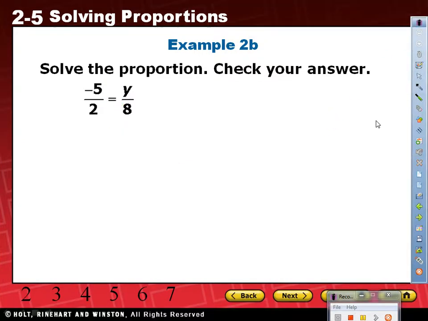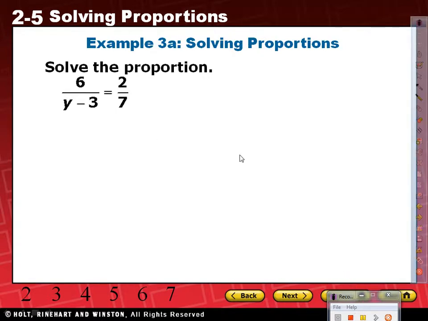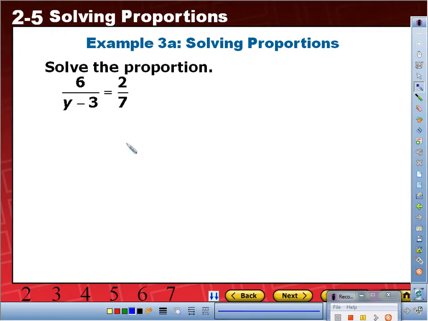Okay, let's make it interesting. On the left-hand side, copy this one. The proportion, 6 over y minus 3 equals 2 over 7. And let's work this one out together. Here's the question. Do we have one fraction equal to another fraction? Yeah, look at this one. Even though it has more stuff on the denominator, but it's still one fraction, isn't it? Yeah, so here we go.